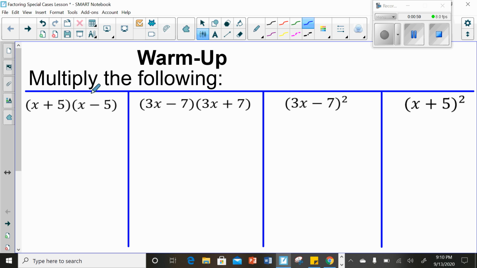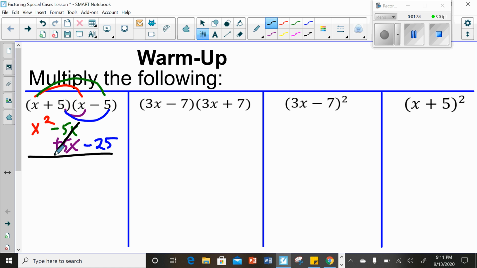Look what happens. If I multiply my first terms, I get x squared. And then if I multiply my outer terms, I get negative 5x. If I multiply my inner terms, I get a positive 5x. Notice how those are going to cancel. And then if I multiply my last terms, I get a negative, because I have a positive times a negative, 25. So then, when I collect like terms by adding, my positive and negative 5x cancel out, and all you're left with is an x squared minus 25.